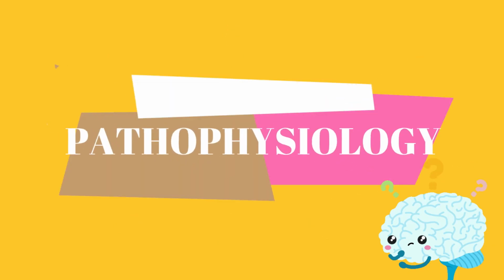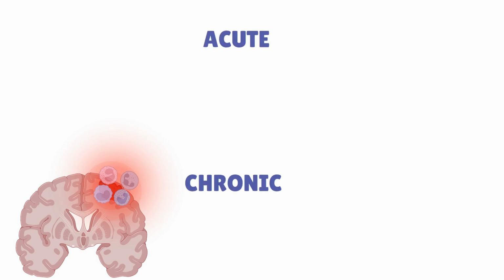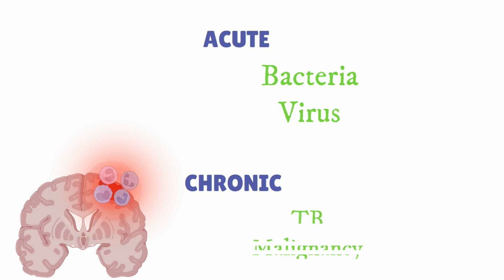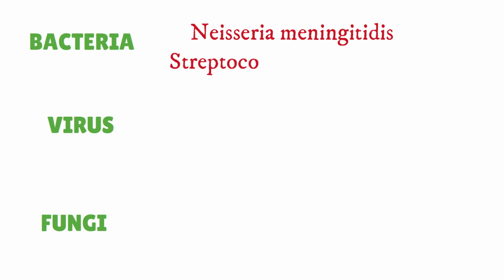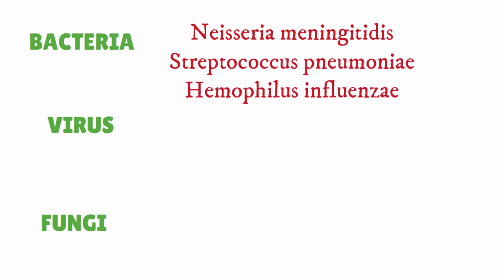Now let's talk about the pathophysiology and the etiology around meningitis. Meningitis can be caused by bacteria, virus, fungi, and parasites. We can divide meningitis into acute meningitis and chronic meningitis. Acute meningitis is generally caused by pyogenic bacteria or virus, and chronic meningitis is usually due to tuberculosis or malignancy. The most common bacterial pathogens causing meningitis are Neisseria meningitidis, Streptococcus pneumoniae, and Haemophilus influenzae.